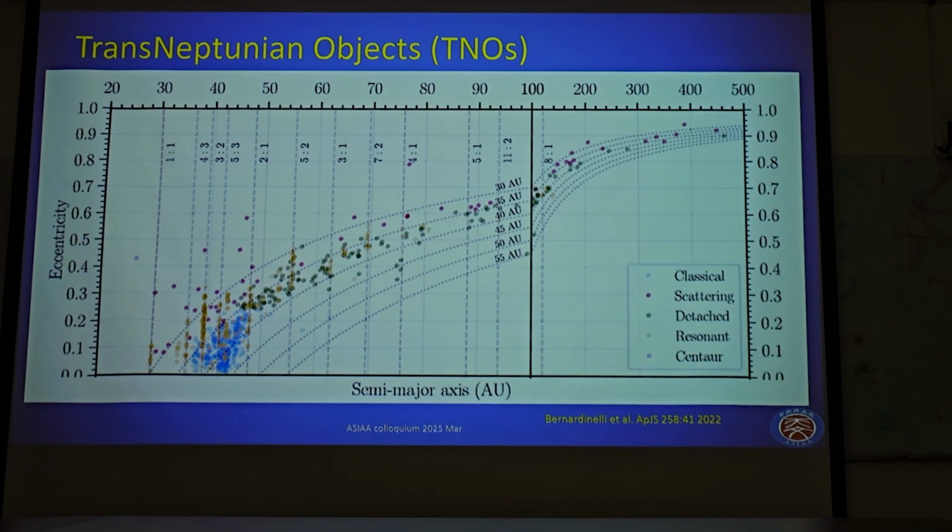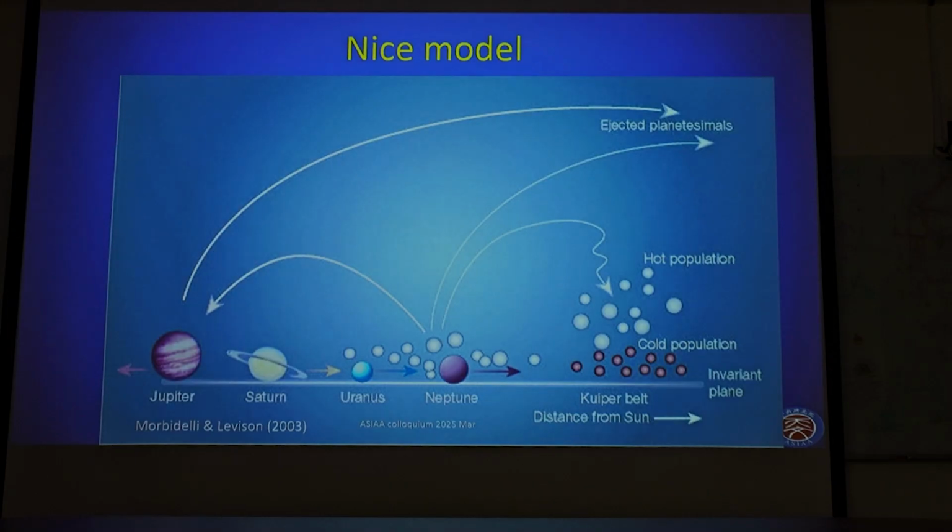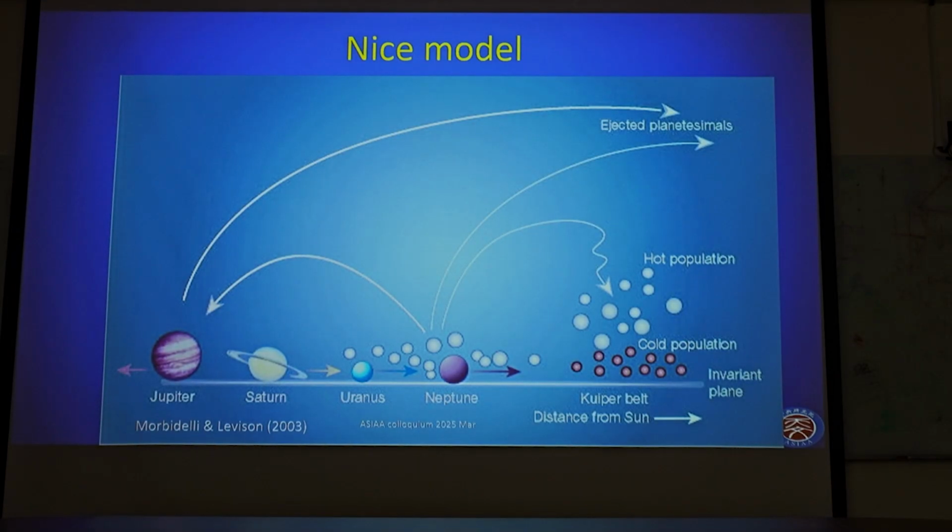Okay, so based on this structure, there's been a model proposed to explain why we see such a distribution. This is called the Nice model, proposed by Morbidelli and Howard Davidson. It was proposed in Nice, so that's why I call it the Nice model. That is definitely a nice model to explain what we saw.